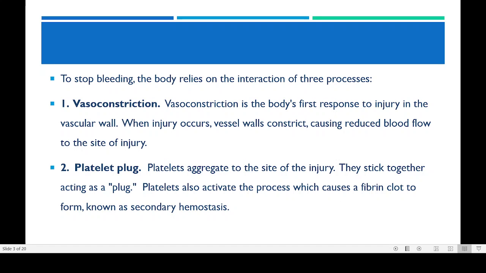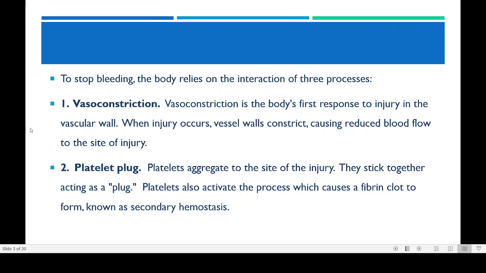During any bleeding, this is the first mechanism the body resorts to, because the body will be contracting or constricting the diameter of the blood vessel, so that less blood will be moving out to the site of injury. So when an injury occurs, the blood vessel will be contracting or constricting, causing reduced blood flow to the site of injury.